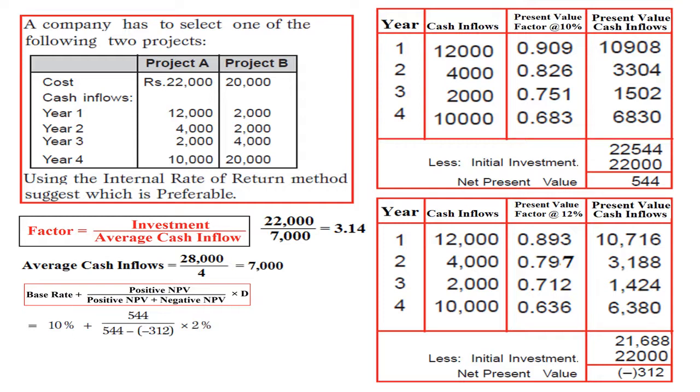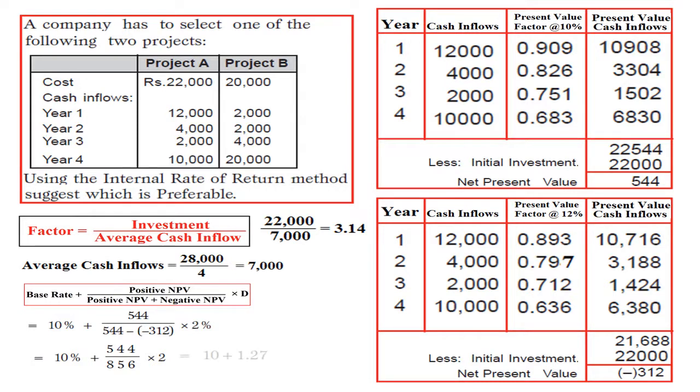So minus and plus, you don't watch, directly make the summation. So 544 plus 312. Then the difference between the positive NPV and negative NPV would be how much? 2. That is 12 minus 10, 2. Then simplify the equation: 10% plus 544 divided by 856. Ultimately 544 plus 312 should be made summation.